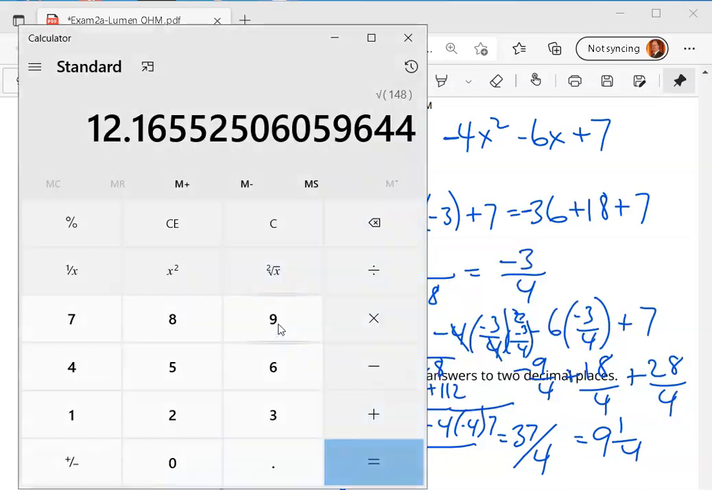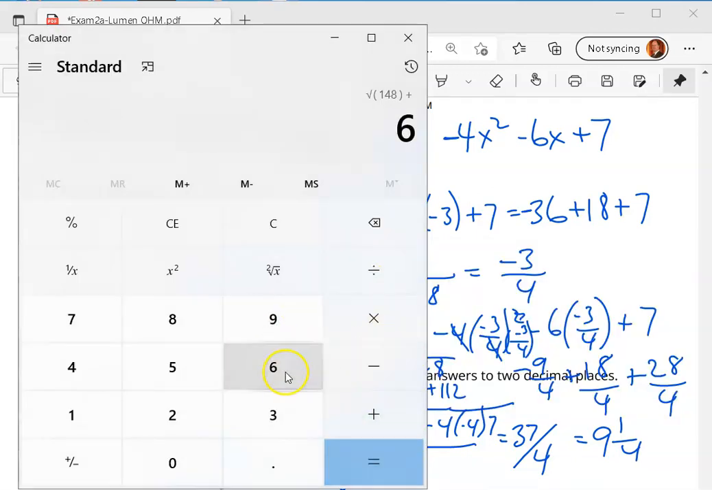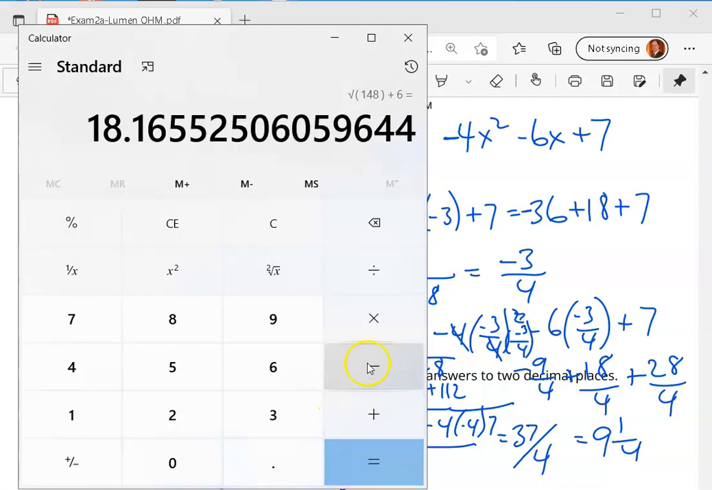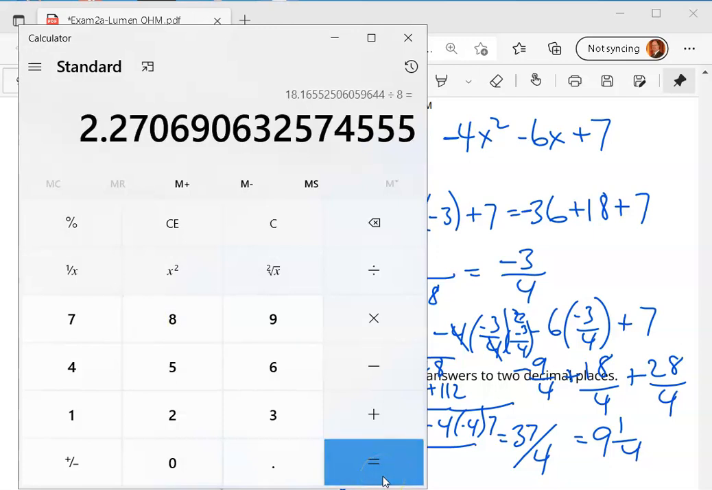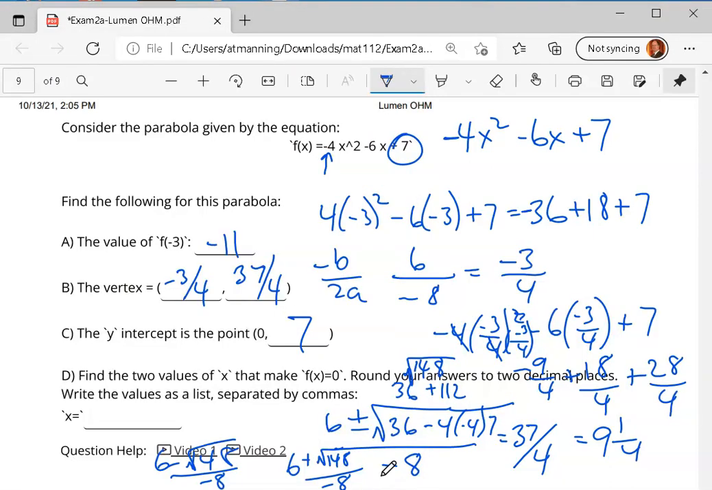That equals 2.27. But it's a negative, right? Because I have a negative sign. Negative 2.27.